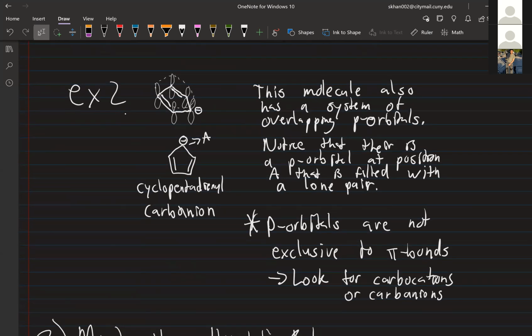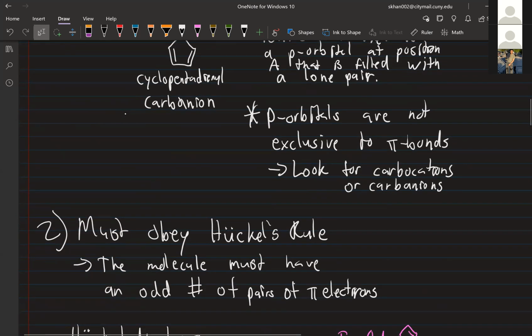Position A there is a negative charge, which is just a lone pair. It has a lone pair and a p orbital here. This is the key point I want to go over before we do practice: p orbitals are not exclusive to pi bonds. Look for carbocations or carbanions. You can find a p orbital at a positive charge or a negative charge. It's not just at the end of each pi bond.